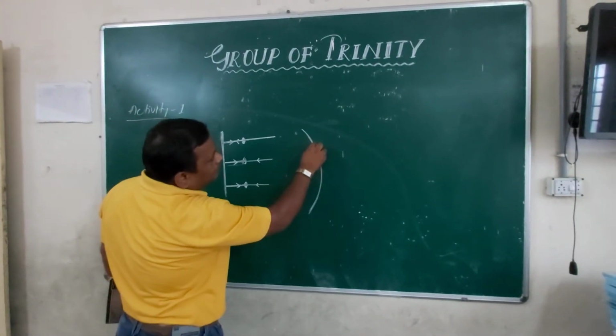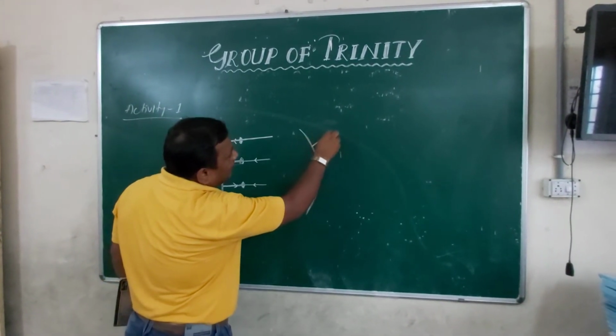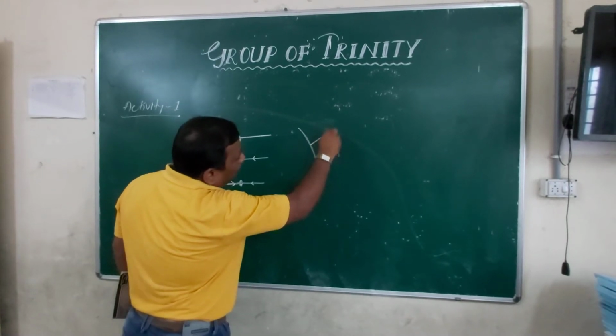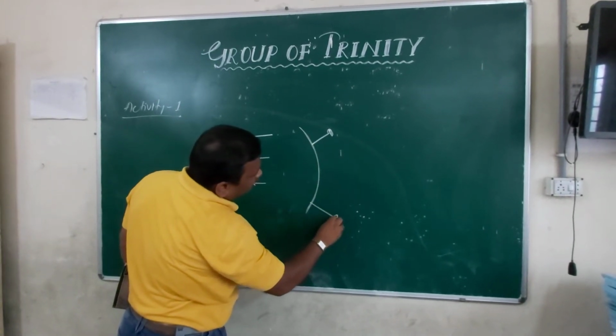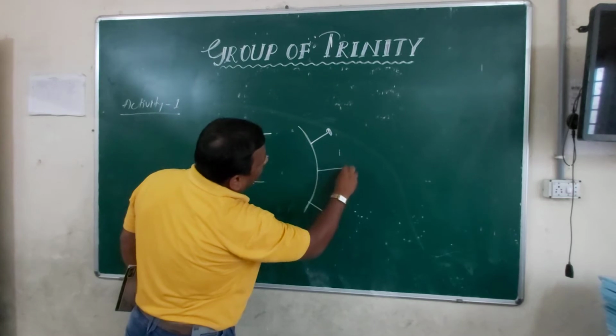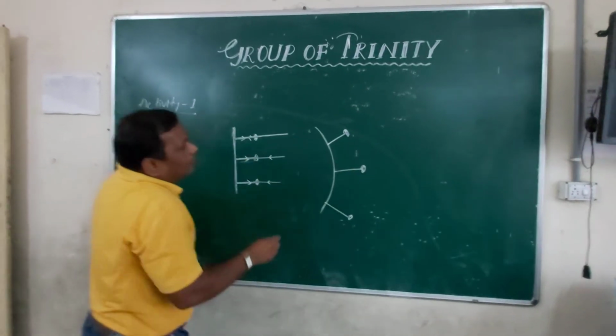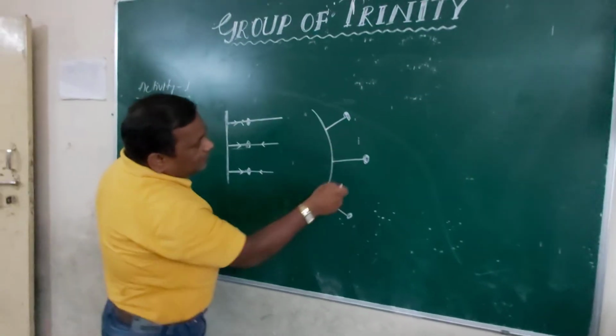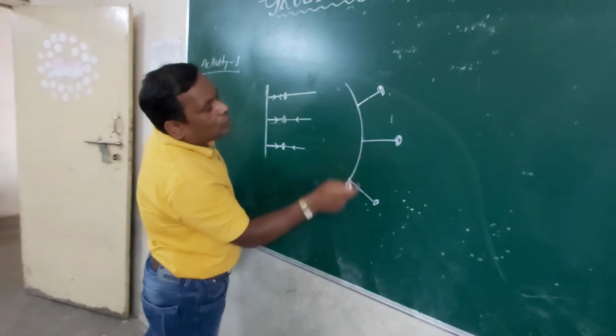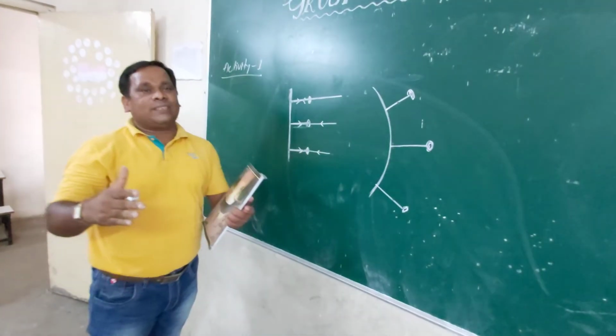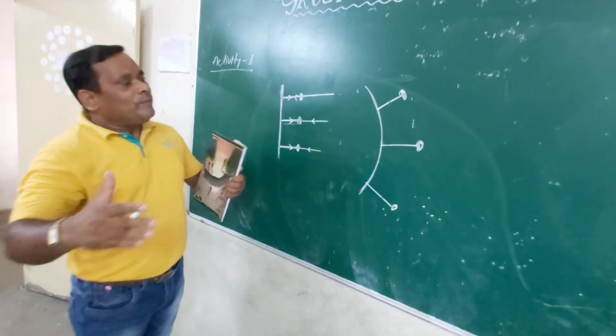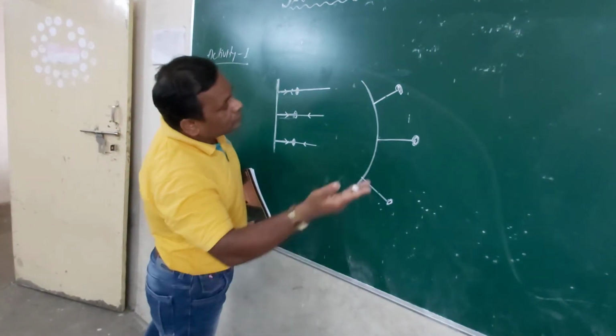Convex surface means what will happen? These pin directions will be changed like this, right? And when the direction changes like this, it is called diverging. This is called divergence. Then how can you get the center of curvature?